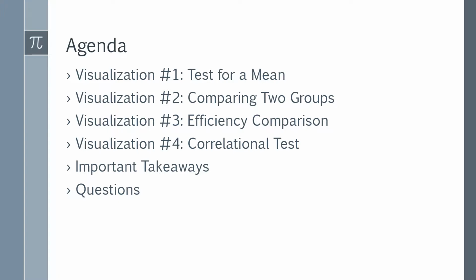And visualization number four is going to be talking about a correlation test. I mean, it's an example of a correlation test. And then the important takeaways, which are going to be a summary of the important aspects of visualization in hypothesis testing. After that, it will be time for questions, and we'll be expecting questions from you guys in the discussion area.